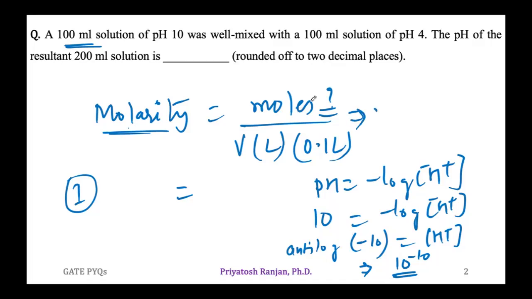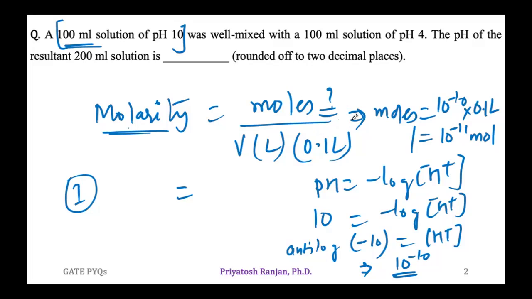So the moles for the first one is going to be 10 raised to power minus 10 into 0.1 liter, because remember, moles we can calculate by multiplying the molarity with the volume of solution in liter, and this is going to be 10 raised to power minus 11 mole. So this is for the solution 1.